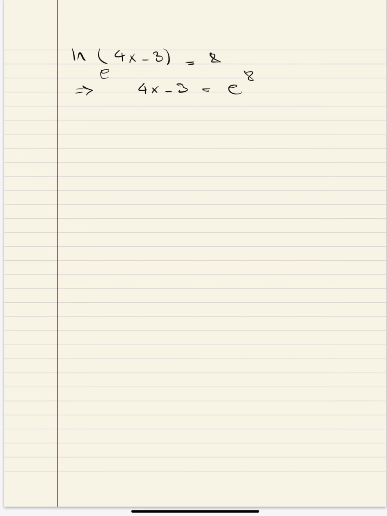Now, this is a constant number. It's not a variable. For those of you who are not too familiar with e, again, it's a mathematical constant. It is not a variable. So we could keep that on the right side and have our variable x on the left side, and move the 3 to the right side as well. So it will be e to the power of 8 plus 3.